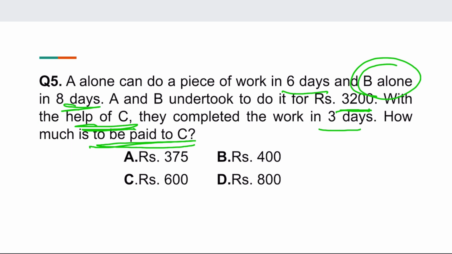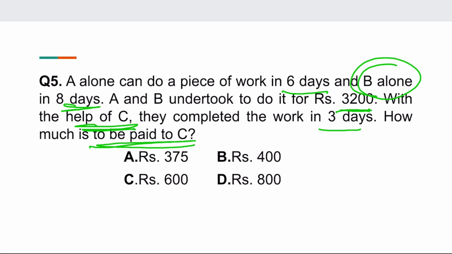Did you get the question? Let's read the question once more. A alone can do a piece of work in 6 days. So if A is working alone, he or she can do the work in 6 days. Similarly, B alone can do the work in 8 days.